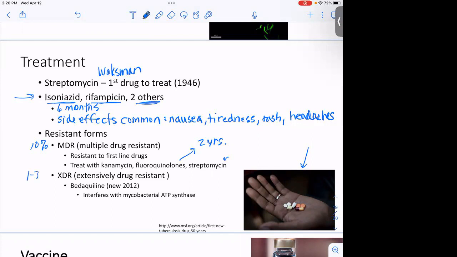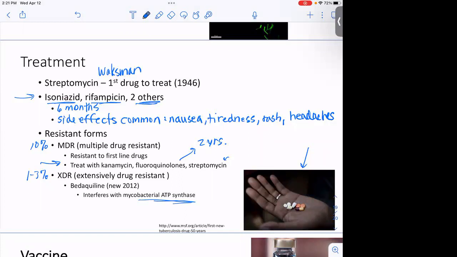And then anywhere from 1 to 3% of new cases are extensively drug resistant, meaning the second line drugs aren't working either. The good news is we do have a drug that was just approved in 2012 called bedaquiline, which is the first new mechanism to treat tuberculosis that we've come out with in like 50 years. And it targets the Mycobacterium ATP synthase. Okay, but still we give that in combination with some other drugs, and again, throw a lot of stuff at it, and hopefully something works.